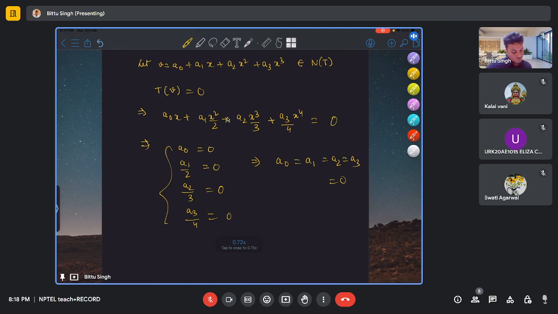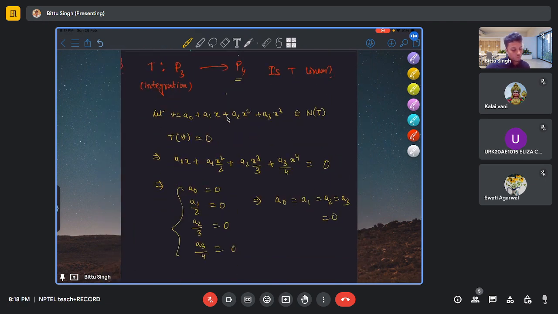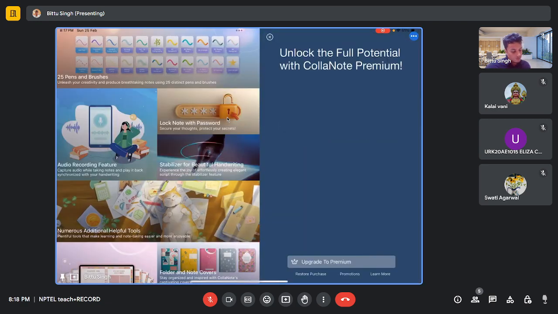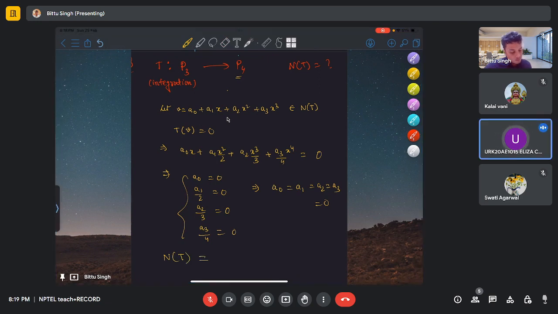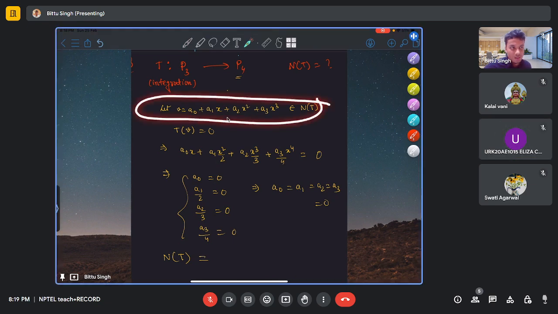Okay. Therefore, what is the null space of this T? From here, you can see R4, sir? Because they are independent? No. You have taken an element from the null space, and this forces those coefficients a0, a1, a2, a3, everything to be 0.